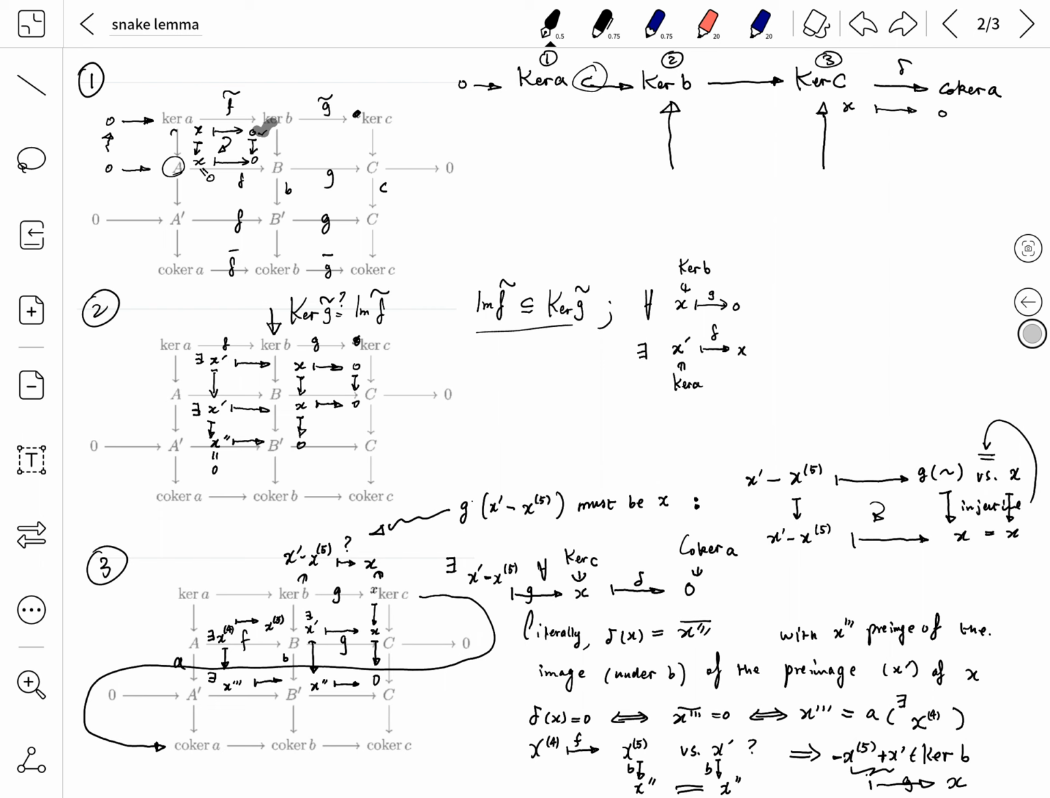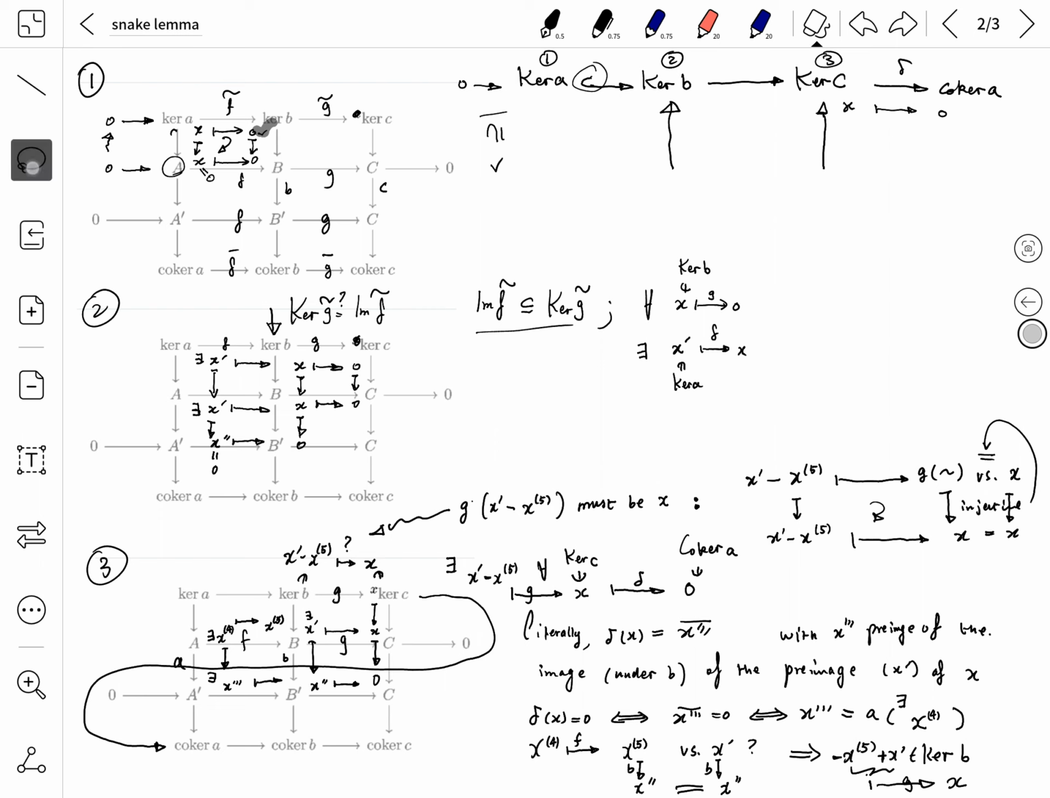The composition is 0 because this is just a subcomplex of the exact sequence big A, B, C. This one is just embedded into that, and so it is again a complex. The composition of the two will always be 0. In particular, the image of f tilde is contained in the kernel of g tilde. But what we don't know is whether this is an equality. So we have to check for whatever small x in this kernel B, I want to show there exists x prime in kernel A that is mapped to small x.